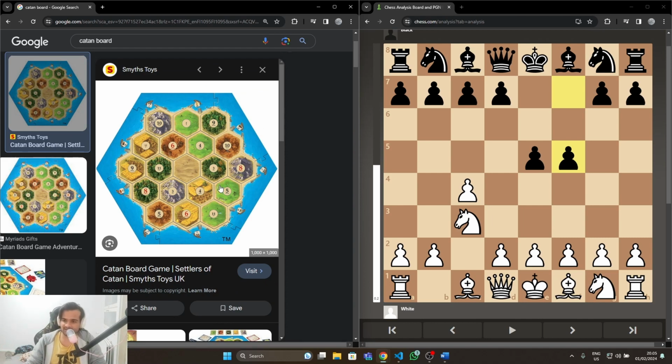But here's a Catan board. Here's a chessboard. Now, the configuration is somewhat similar. There are tiles. They're not numbered, but we can create a standard for them. We can have 3, 4, 5, 4, 3.